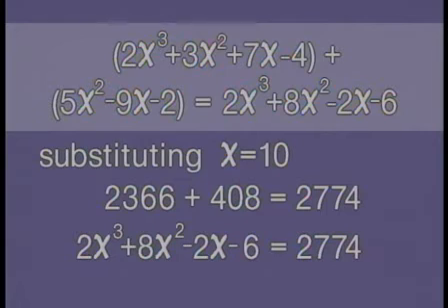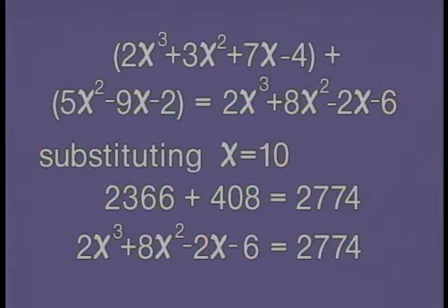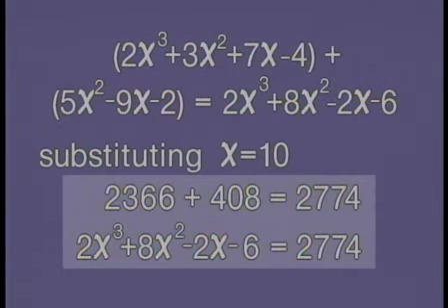And the 5x squared becomes 500 minus 90 minus 2, which is 408. When you add those two numbers up, you get 2,774.